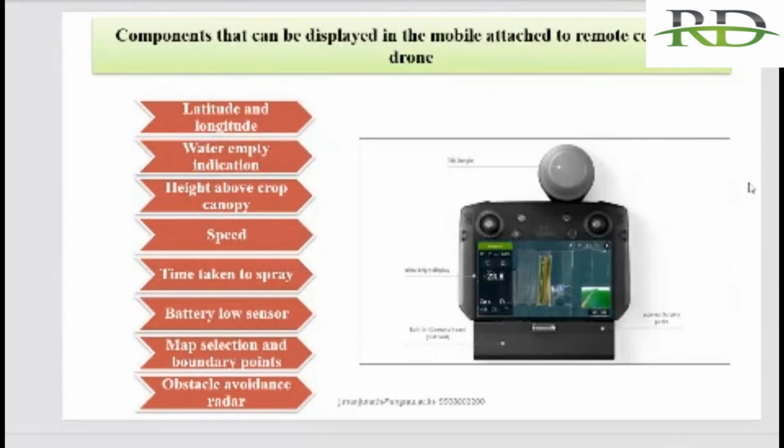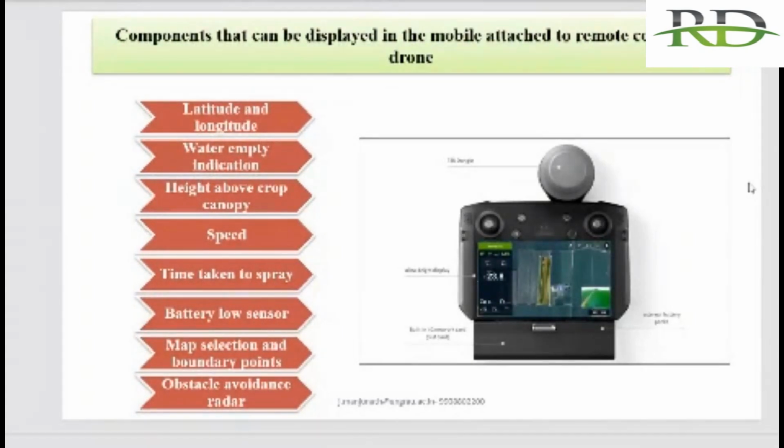This is the main important thing. If you want to spray one acre of land by drone, we should map the particular land, and then just press the spray mode button. It will go automatically, spray everything, and also land in the same position.